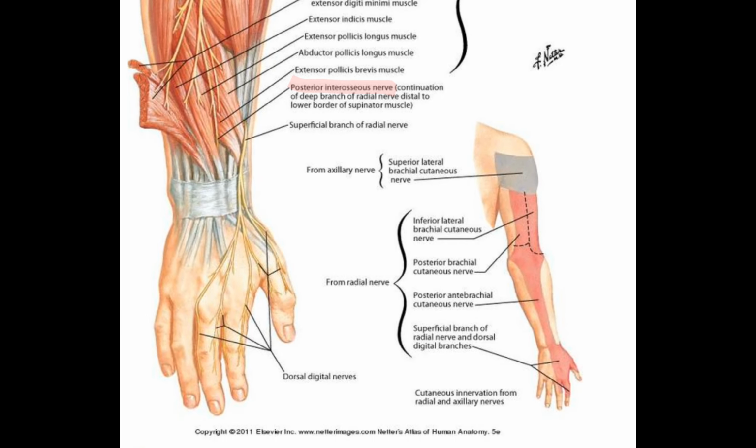Then superficial branch. Superficial branch supplies the dorsal half of the hand, and the dorsal 3.5 fingers. It is only half of the hand, but the fingers are not 2.5, it's 3.5 fingers.